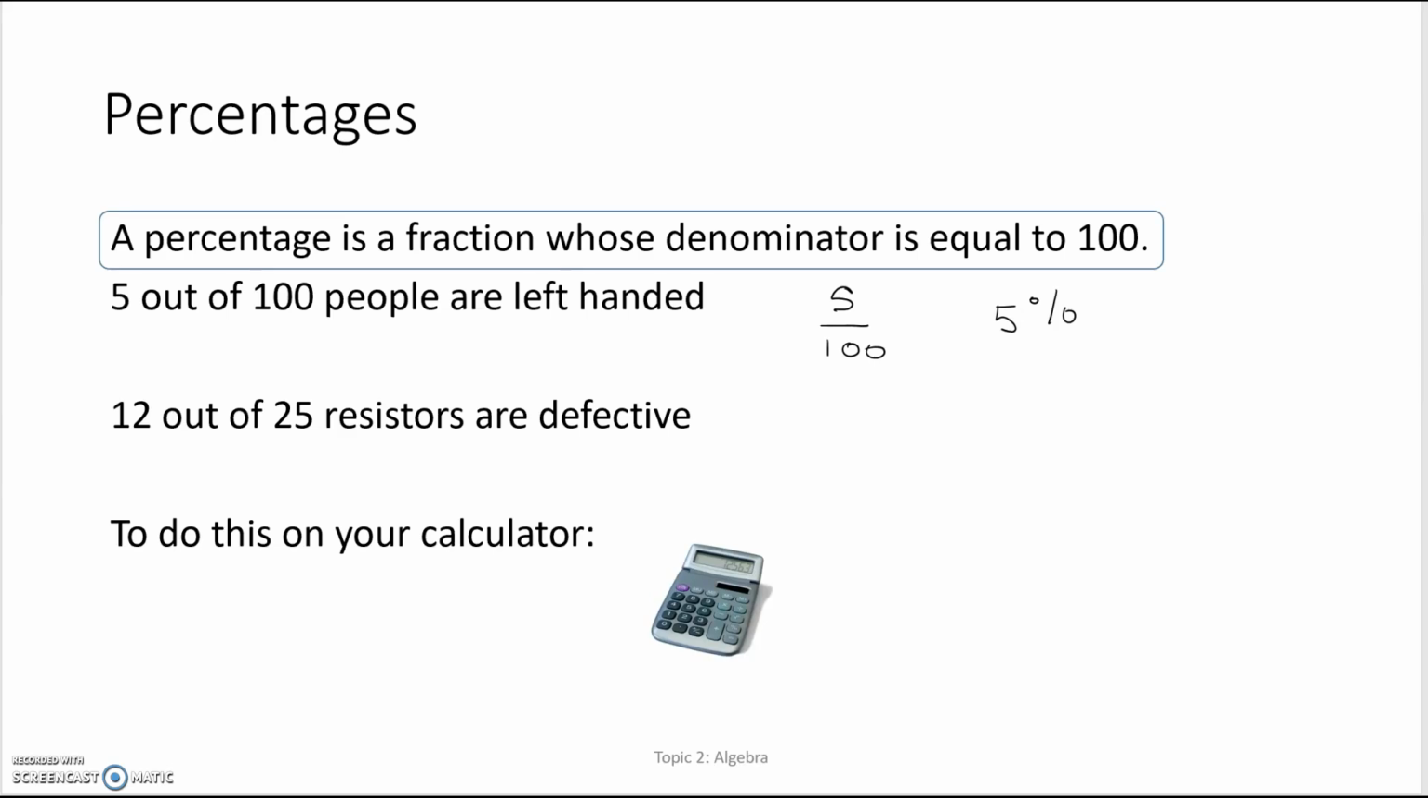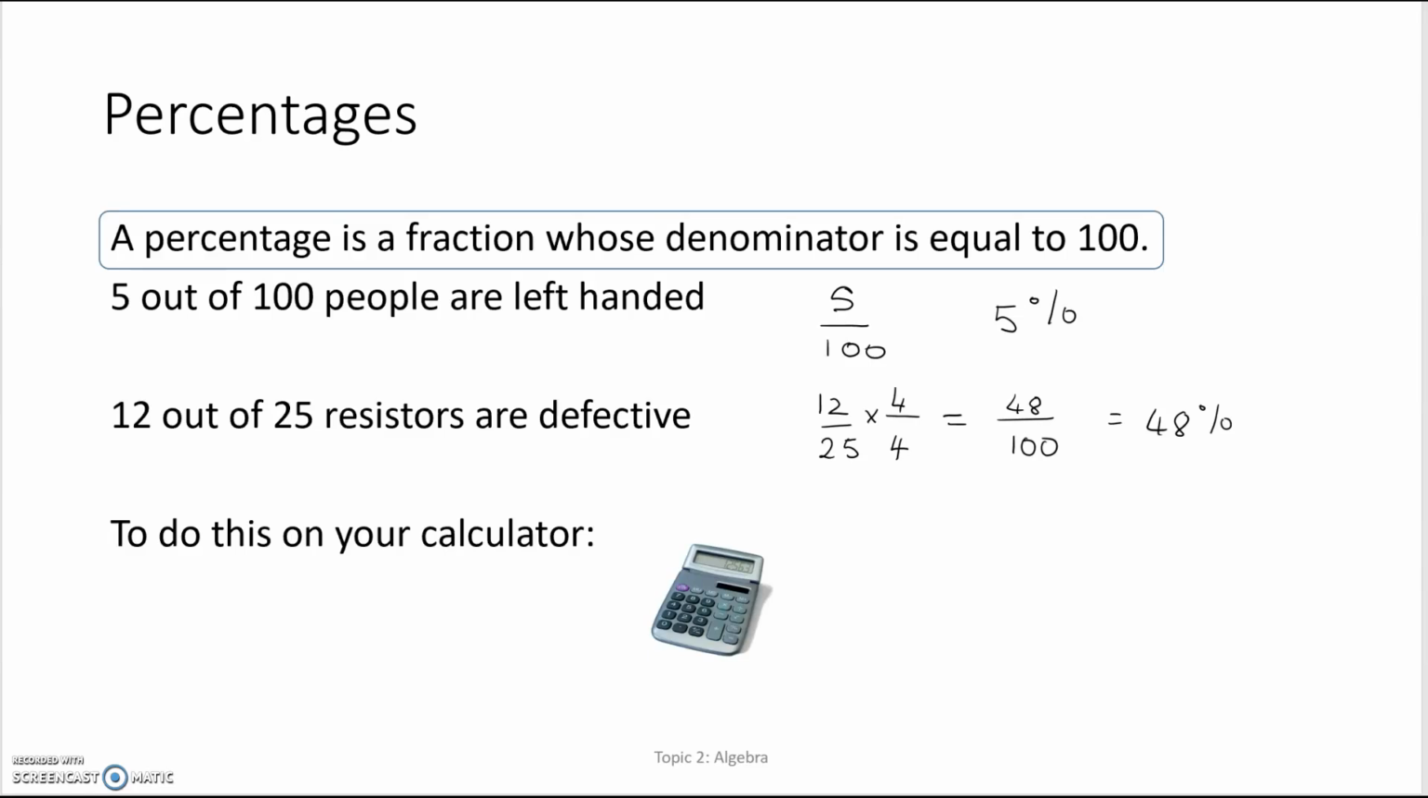12 out of 25 resistors are defective. Okay, that's not quite so easy. 12 out of 25, we need the bottom line to be 100. So let's look at what we need to multiply the bottom line by to be out of 100. It would be 4. So if we multiply the bottom line by 4, multiply the top line by 4, then we get 12 times 4 is 48. 25 times 4, that's fine. So that's 48% of them are defective.